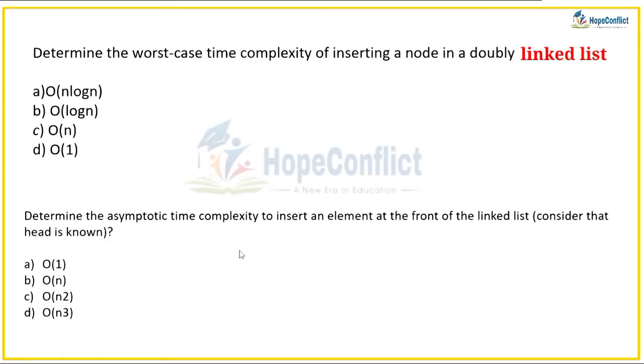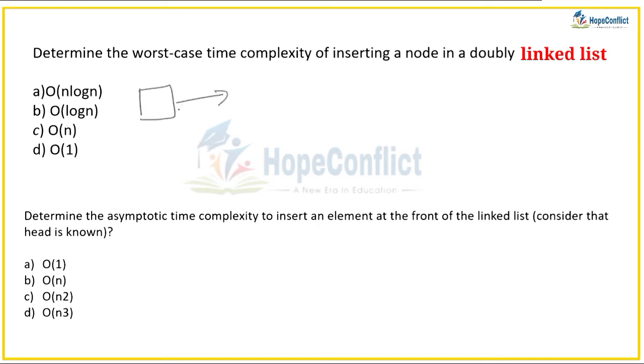So the first question that we have is: determine the worst case time complexity of inserting a node in a doubly linked list. You can expect questions on time complexity, and that is very important. That is why I have tried to include questions that can be helpful for you, and I will try to continue videos like this with respect to Capgemini. Currently they are asking the worst case time complexity of inserting a node in a doubly linked list. So how does a doubly linked list look?